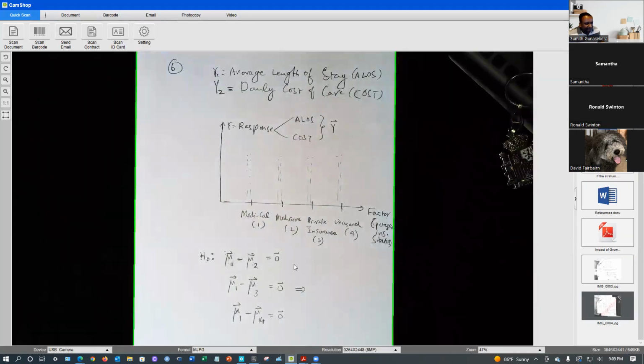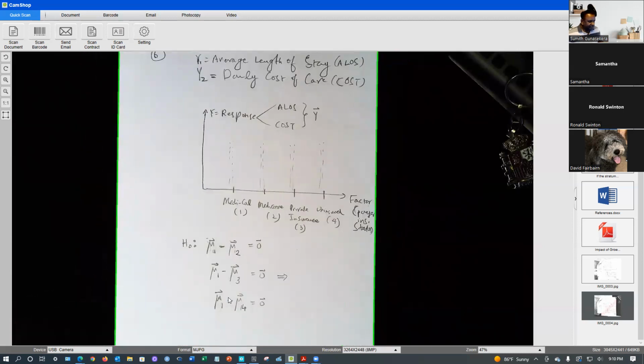It's not 1 minus 2 and 2 minus 3, the way we tackled it with repeated measures. Remember, with the multivariate analysis there, mu1 equals mu2 equals mu3 equals 0, and then we broke that down into mu1 minus mu2 equals 0, mu2 minus mu3 equals 0, mu3 minus mu4 equals 0. That's not the case here. I'm keeping mu1 fixed. So how would you write the code?